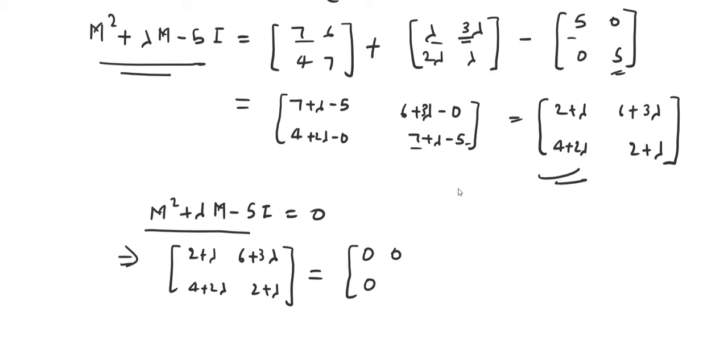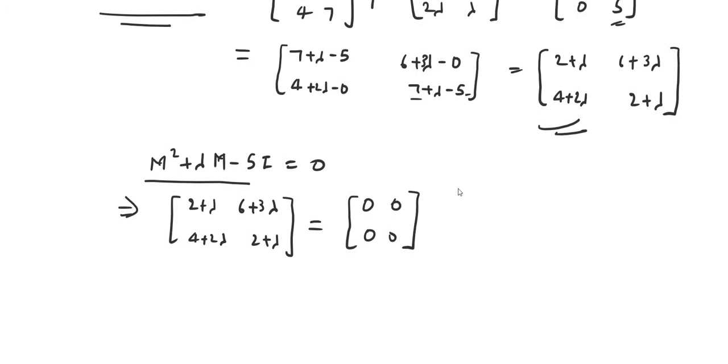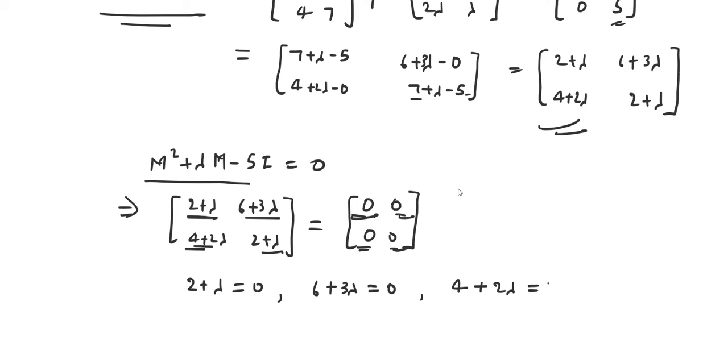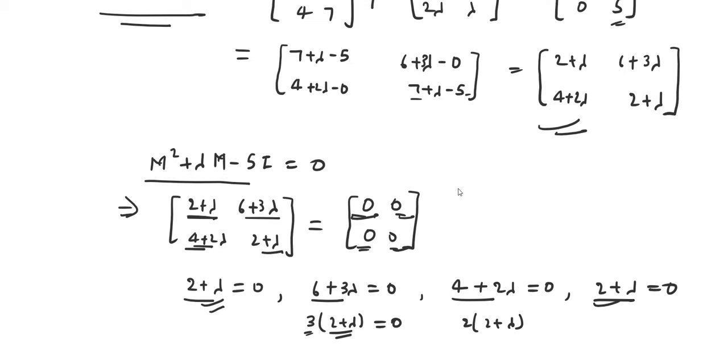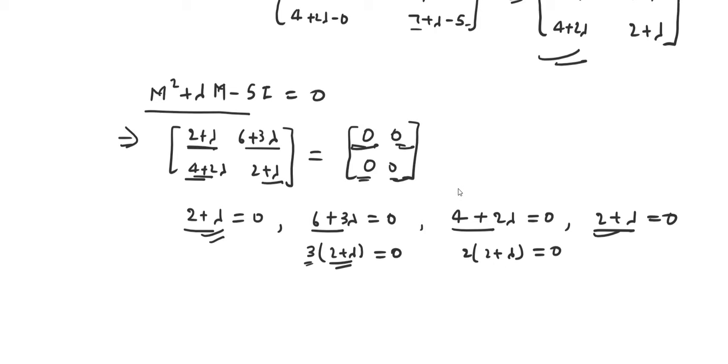Now if two matrices are equal, their entries should be equal. So if we equate, we obtain 2 plus lambda equal to 0, 6 plus 3 lambda equal to 0, 4 plus 2 lambda equal to 0, and 2 plus lambda equal to 0. If we observe, these equations are the same: 3 times 2 plus lambda, and 2 times 2 plus lambda, each equal to 0. So finally 2 plus lambda is equal to 0. From this equation we can conclude that lambda is equal to minus 2.